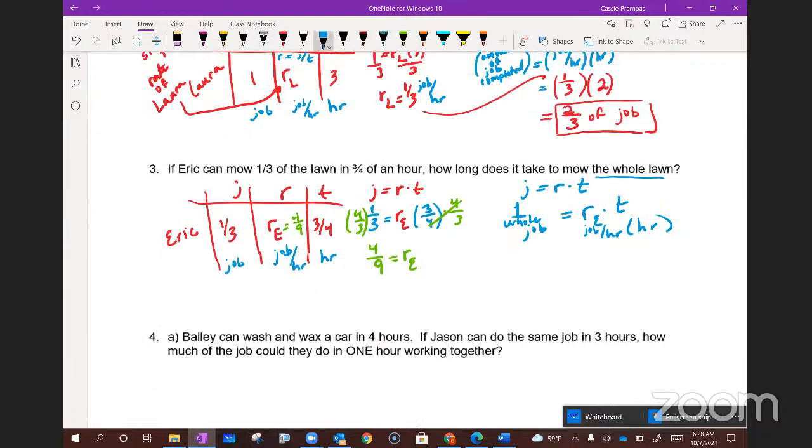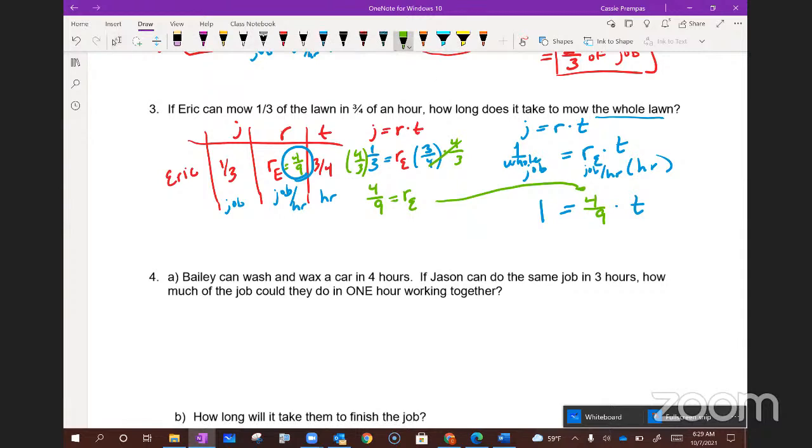Okay, so I know that the whole job is 1. The rate of Eric, I found that to be 4/9. So I'm going to go ahead and I'm going to pop that in. 4/9 times, now here's what I'm solving for, time. How long is it going to take him to mow the whole lawn? So to solve, I multiply by the reciprocal. I'm going to multiply this by 9/4, multiply this by 9/4, that cancels, and I can see the time that it takes him is 9/4 of an hour. We don't typically say that. We will say 2¼ hours.